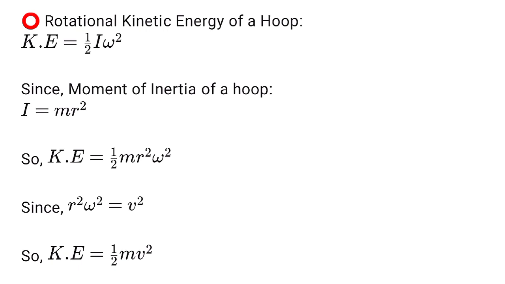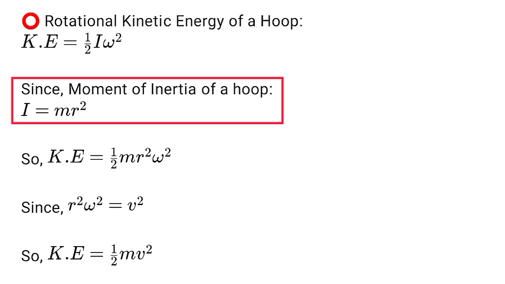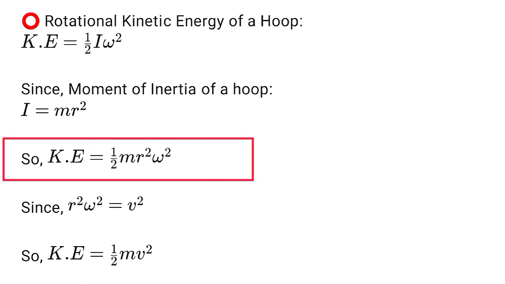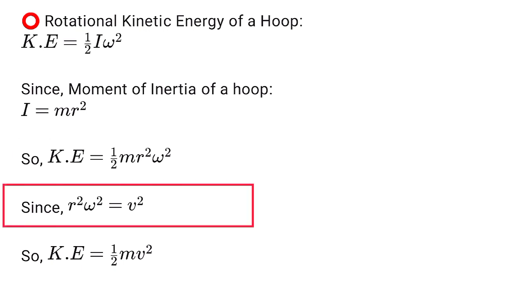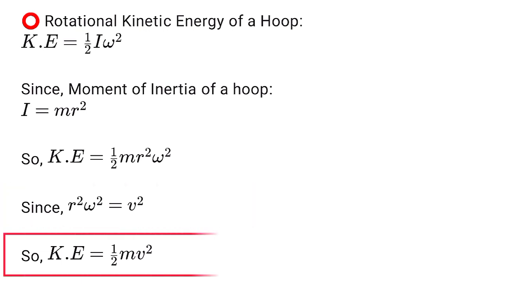Rotational kinetic energy of a hoop. Kinetic energy equals 1/2 multiplied by moment of inertia multiplied by omega squared. Kinetic energy equals 1 divided by 2 multiplied by I omega squared. Since the moment of inertia of a hoop is equal to mass multiplied by radius squared, I equals mr squared. So, kinetic energy equals 1 divided by 2 multiplied by mr squared omega squared. Since r squared omega squared is equal to velocity squared, kinetic energy equals 1 divided by 2 multiplied by mv squared.